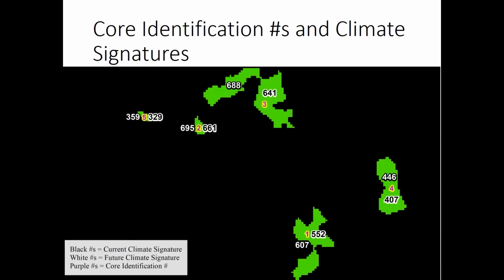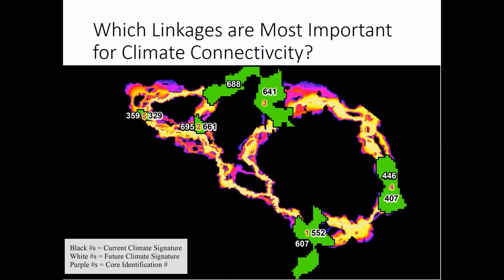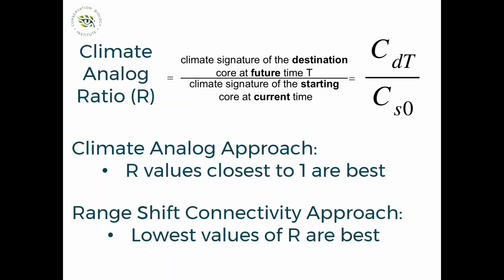So you can combine, look at those side by side, looking at the current climate with the black text, future climate with the white text, and the core numbers with purple. And you can say, okay, now we got our linkages. Which ones are the most important for climate connectivity? And so in version 3.0, we've realized that both of those are actually two aspects of the same formula.